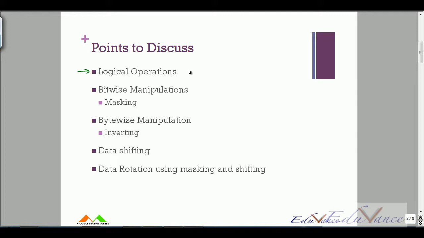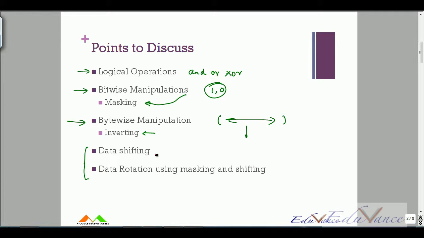First I would introduce you to the logical operations such as AND, OR, XOR. Then we will see how to do bitwise manipulation. If you want to change a particular bit, we'll understand a concept called masking. And after that we will see bytewise manipulation. So say you have a string of data and you want to change the entire data together, we'll look at inversion as well. Then we will look at two special situations, which are data shifting and data rotation.